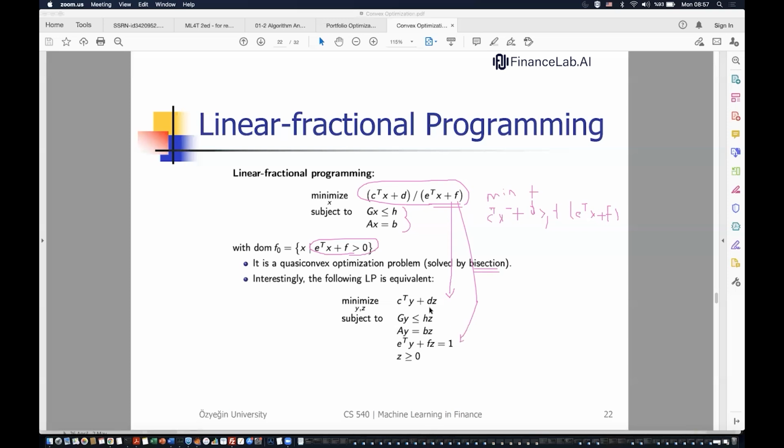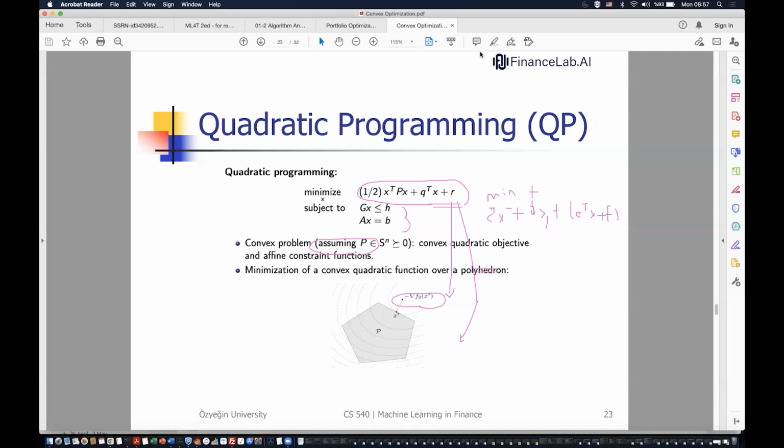And the objective above becomes c transpose y plus dz. Similarly, we have Gy smaller or equal than hz, and Ay is equal to bz. Again, the conversion from this linear fractional problem to a linear problem is a bit complicated. But one thing you need to know is that linear fractional problems can be formulated as linear problems.